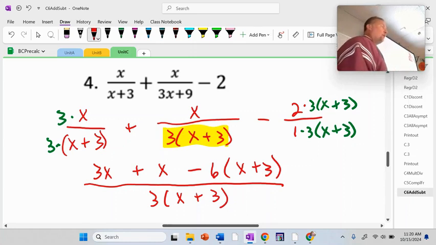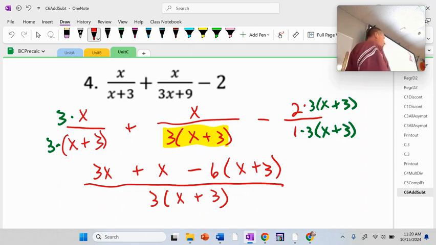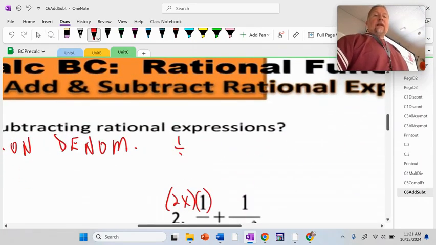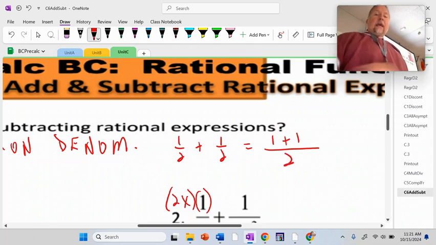Okay, that's the whole point of getting a common denominator. 1/2 plus 1/2 is 2 halves. 1 plus 1 over 2. 1, 2. We shouldn't have to, as an honors student, have to show that. Maybe the others, maybe when they said, hey, what's 1/2 plus 1/2? Now that they have a common denominator, it's 1 plus 1 over a common 2. That's how I get 2 halves.